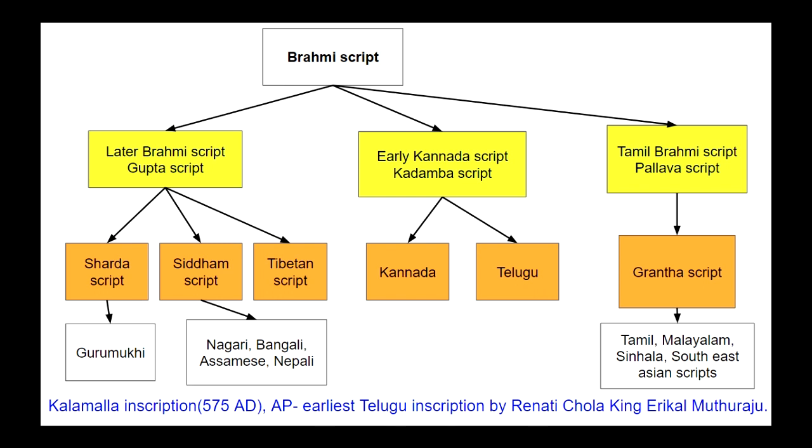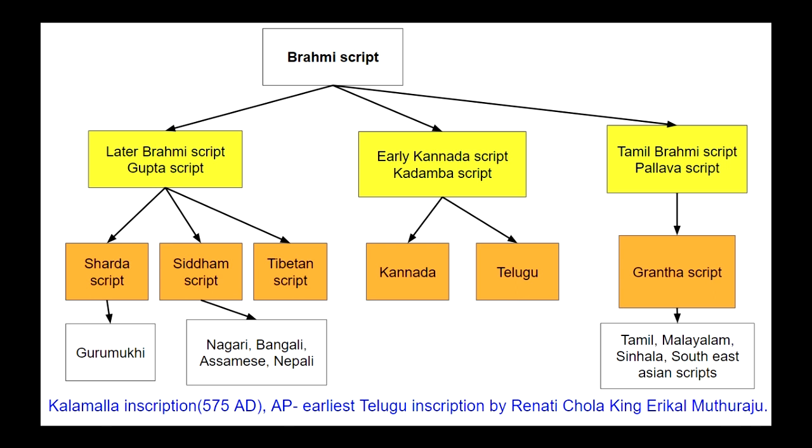Now, from Sarda script, the Gurumukhi script emerged. Gurumukhi script was used by Punjabi people. From Siddham script, Nagari, Bengali, Assamese, and Nepali scripts emerged. From early Kannada script or Kadamba script, two different scripts emerged: Kannada and Telugu. From Tamil Brahmi script or Pallava script, Grantha script emerged, and from Grantha script, Tamil script and Malayalam script emerged. Sinhala and other Southeast Asian scripts also emerged from Grantha script. So the Brahmi script is the mother of all these scripts.